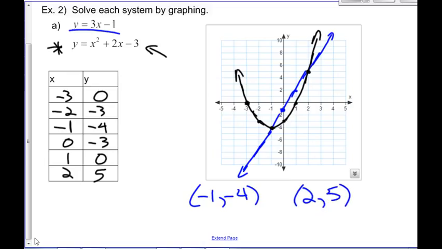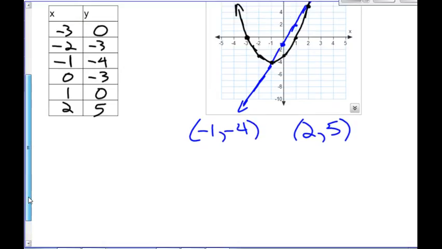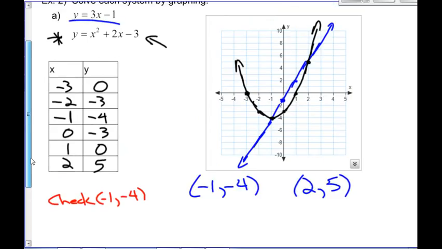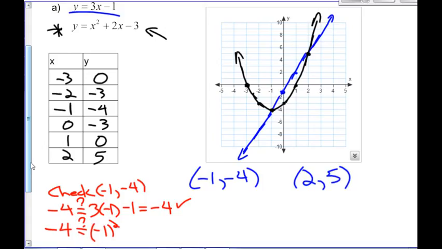Now we should check that those actually are the solutions. And I'm just going to check one of them. You could go through and check the other. So I'll check -1, -4. It has to work in both of the original equations. So if I put it in the linear one, the y value is -4. And I'm wondering, is that equal to 3 times -1 minus 1? Sure is. Let me check it in the parabola. -4 goes in for y. -1 goes in for x.